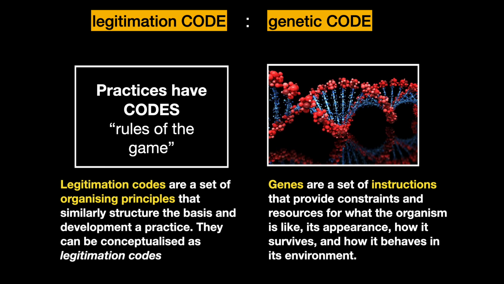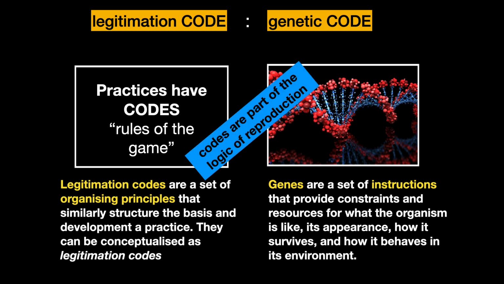Practices evolve. They can stagnate and die, or they can flourish. So understanding the legitimation codes can help us understand how change might be made possible, or what might be inhibiting change, or why there are situations where certain groups or subgroups don't seem to do well with or within the practice, whatever that might mean. In short, codes are taken to be part of the logic of reproduction.